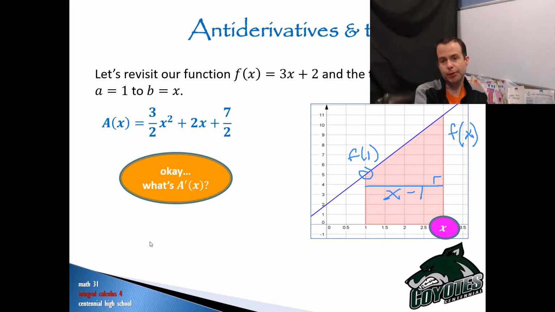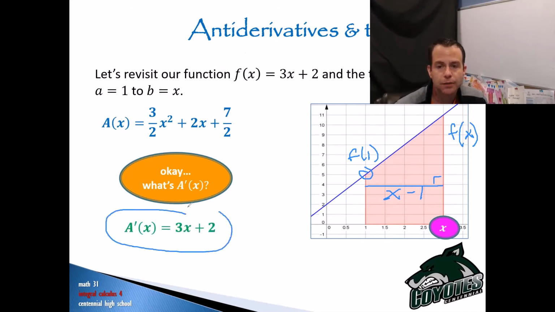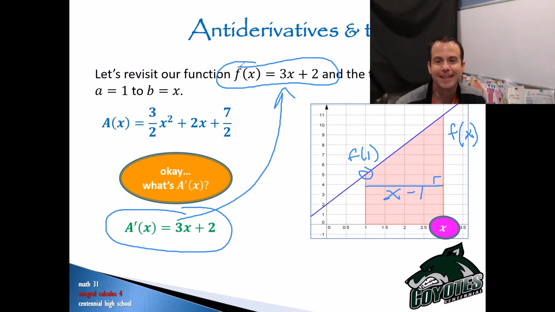Okay, so now I'm curious, what is the derivative of A(x)? Well, 3 over 2 x squared, the 2 comes to the front. That would give me 3x plus 2. The derivative of A(x) is 3x plus 2. Well, everybody getting excited? Whoa.